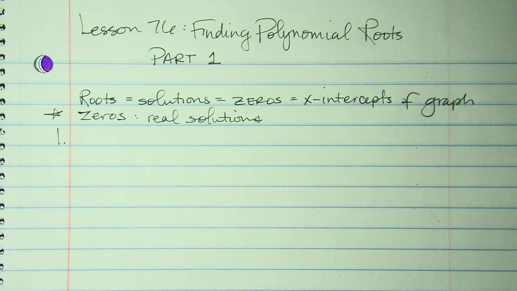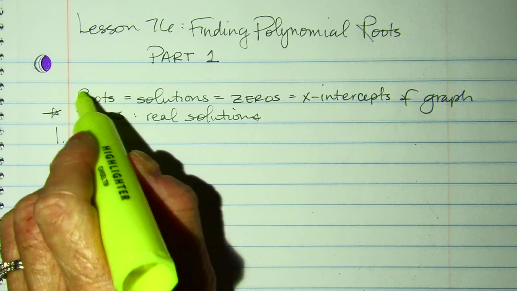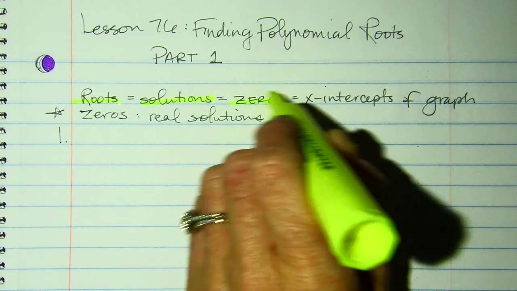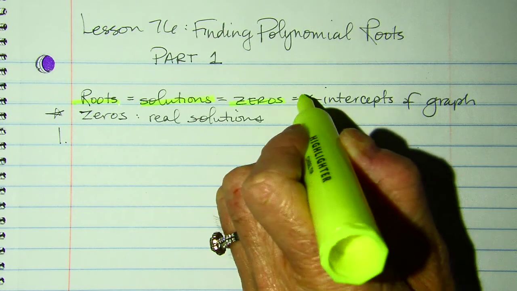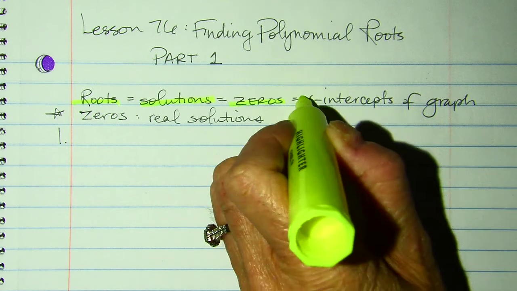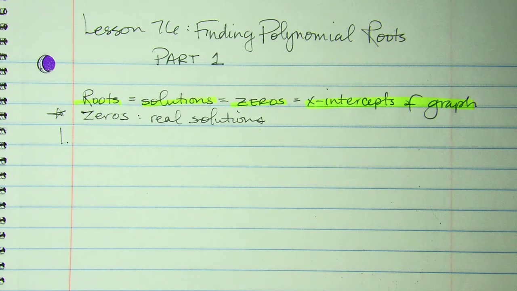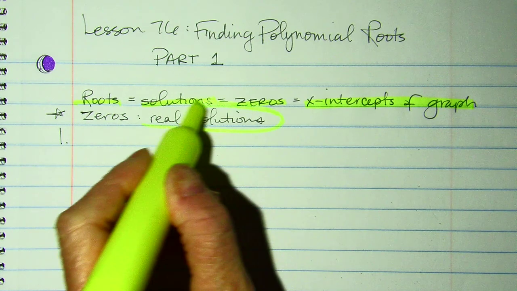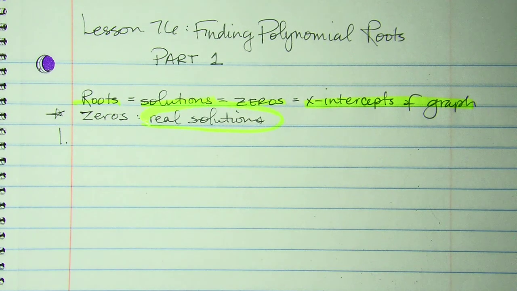Before we get started, remember that roots is another word for solutions. Another word for that is zeros. And another way of looking at it is we're looking for the x-intercepts of a graph. For this section, we're only going to identify the real solutions, meaning if it's complex or involves i, then we aren't going to list them. But I'm going to show you how to find all of them.